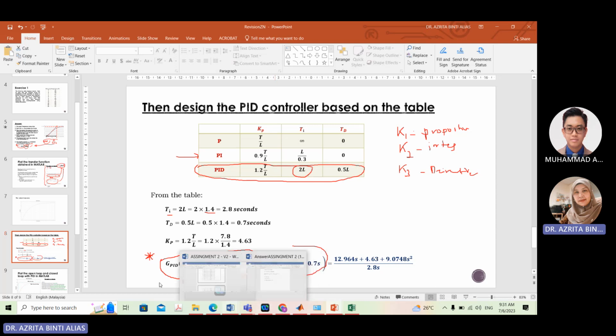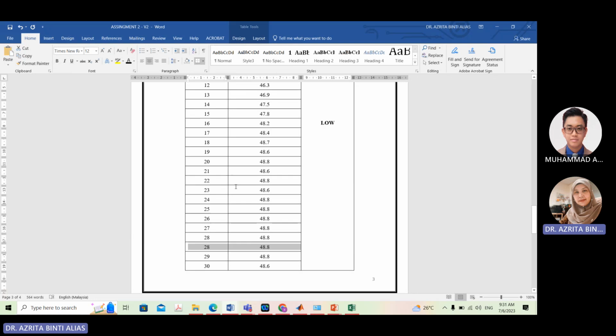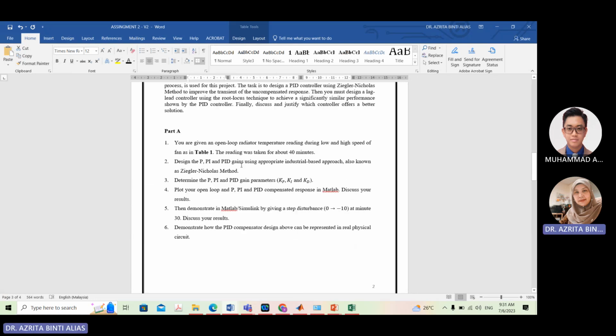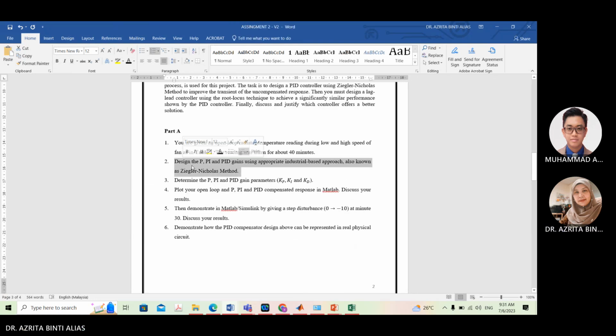Cepat-cepat sikit. Mana? Okay. So ni tak ada masalah. So you can design the P, PI, and PID case. So that means we have three controllers. So you need to design the P controller, the PI controller, and the PID controller.